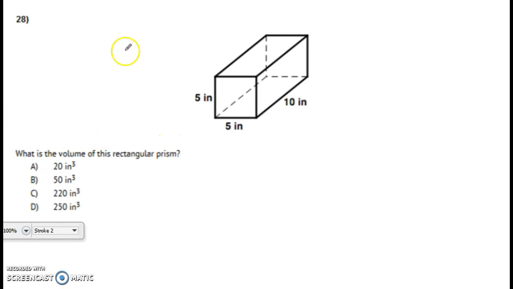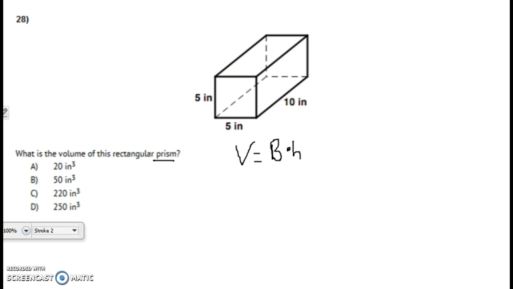So question 28 says, what is the volume of this rectangular prism? So we need to know the volume formula, and this actually isn't on your formula sheet. For a prism, it's area of the base, so we're going to call that big B, times the height.